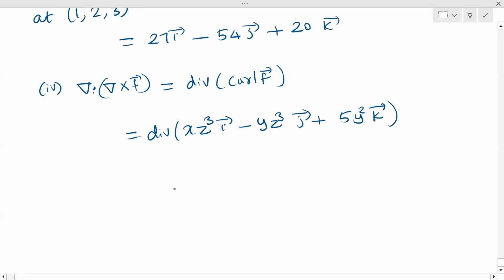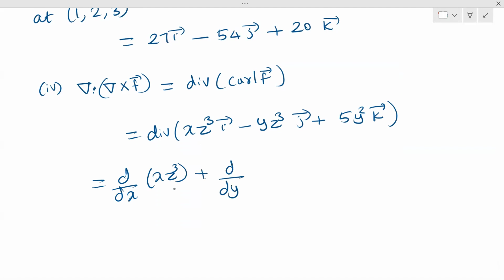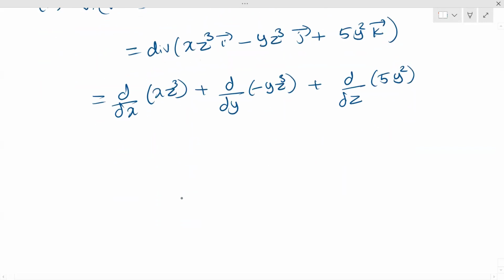See how to find the divergence of this one. It is dou by dou x of the i component, that is xz cube, plus dou by dou y of the j component, that is minus yz cube, plus dou by dou z of the k component, that is 5y square. So dou by dou x of this one is z cube. Dou by dou y of this one, z cube is the constant, and here we have a minus sign, so minus z cube, y differentiation 1. Here there is no z, so the partial derivative is 0.